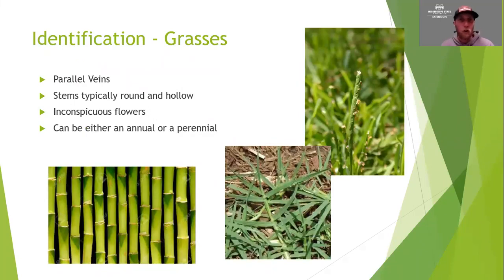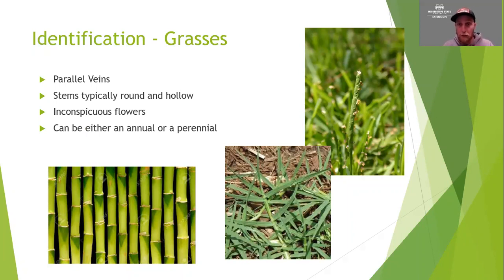When we're talking about the grasses, grasses typically have parallel veins. They're usually round and hollow stems. An easy way to think of this is bamboo, like down there on the bottom left. Bamboo is actually a grass. It's a very large grass, but it is a grass. They typically have very inconspicuous flowers. They don't have real showy flowers like we think about with azaleas and hibiscus. Obviously those aren't grasses, but that's the far extreme of showy flowers versus the inconspicuous flower.